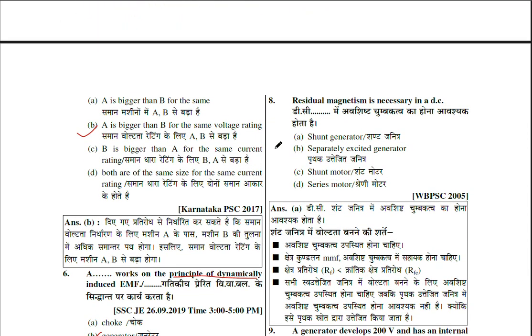Coming to question number 8: residual magnetism is necessary in a DC shunt generator, but not in a separately excited generator, because there the field winding is excited by an external source. So it is not necessary to have residual magnetism.